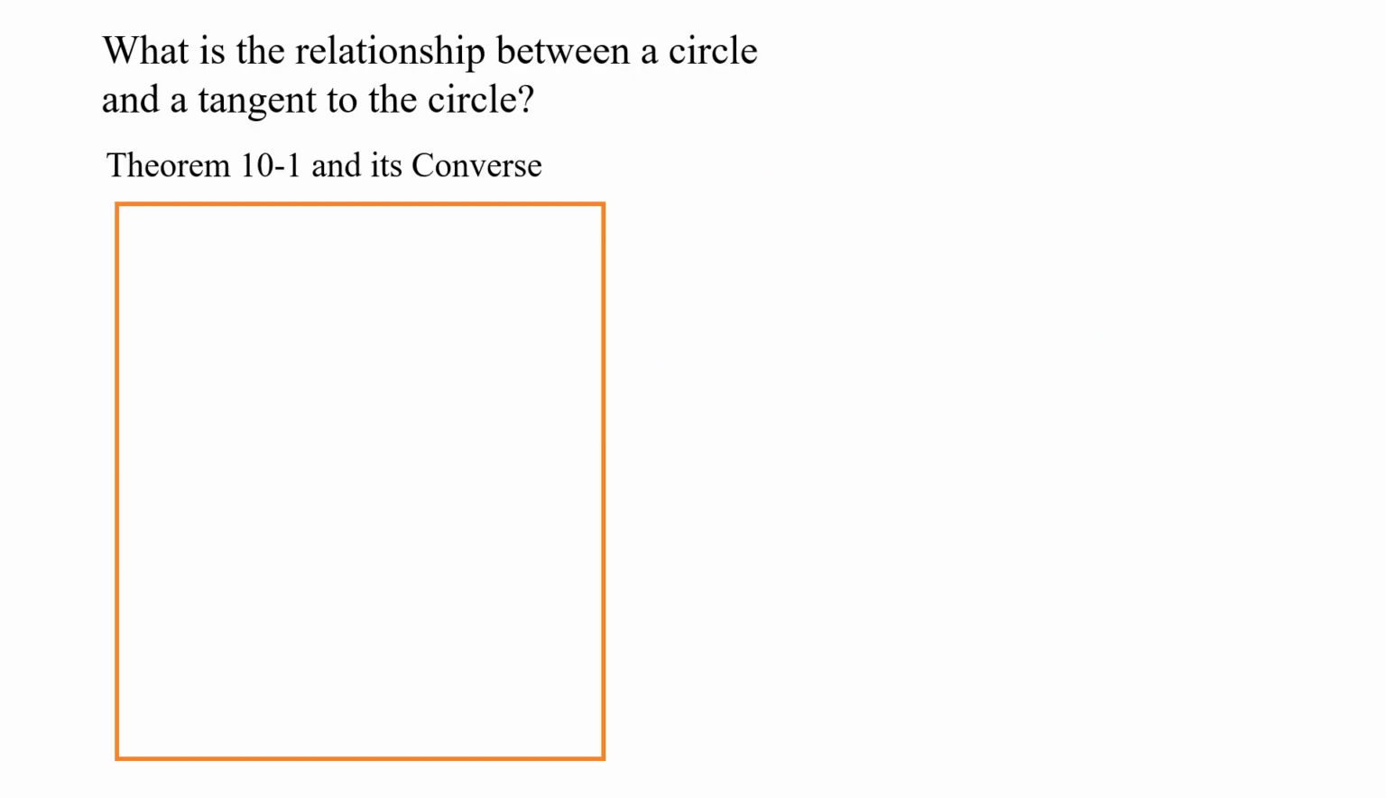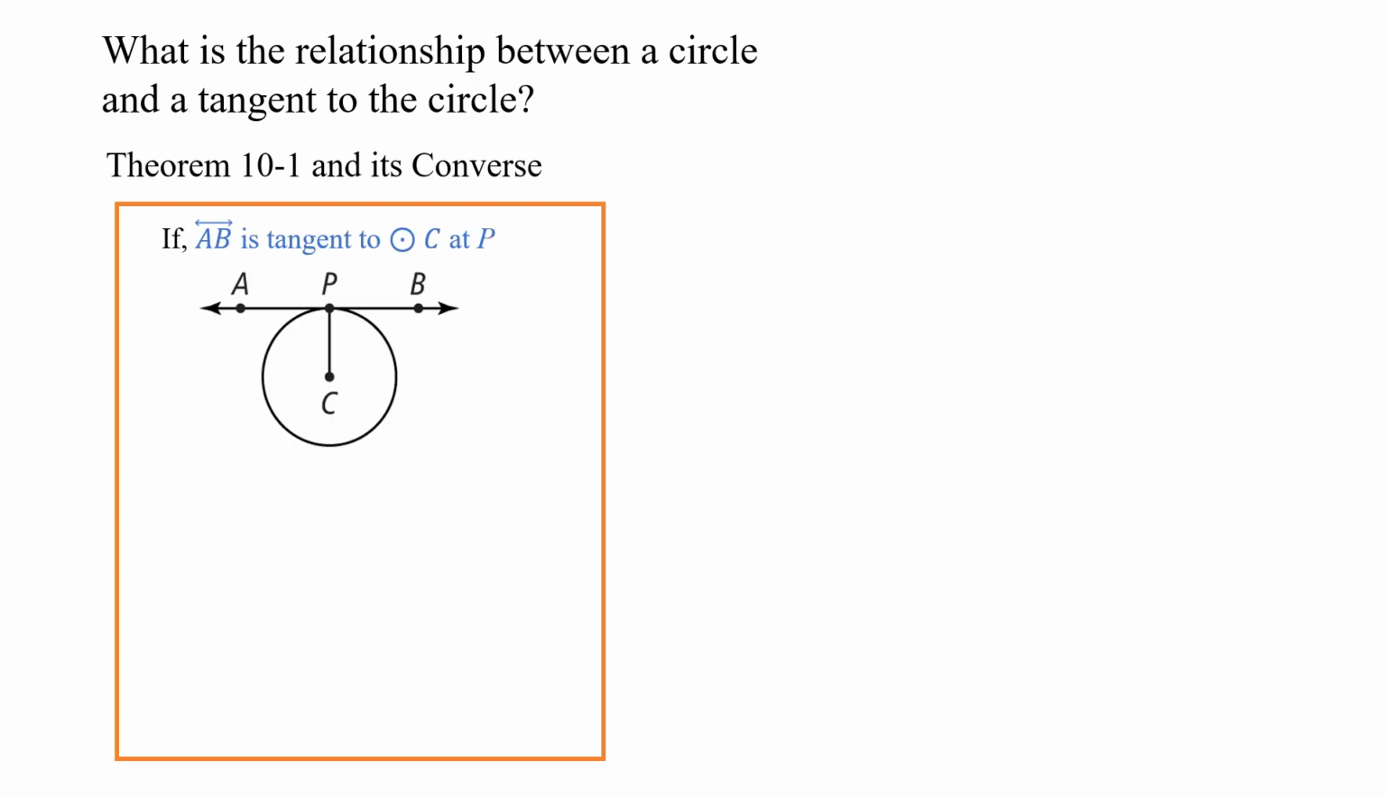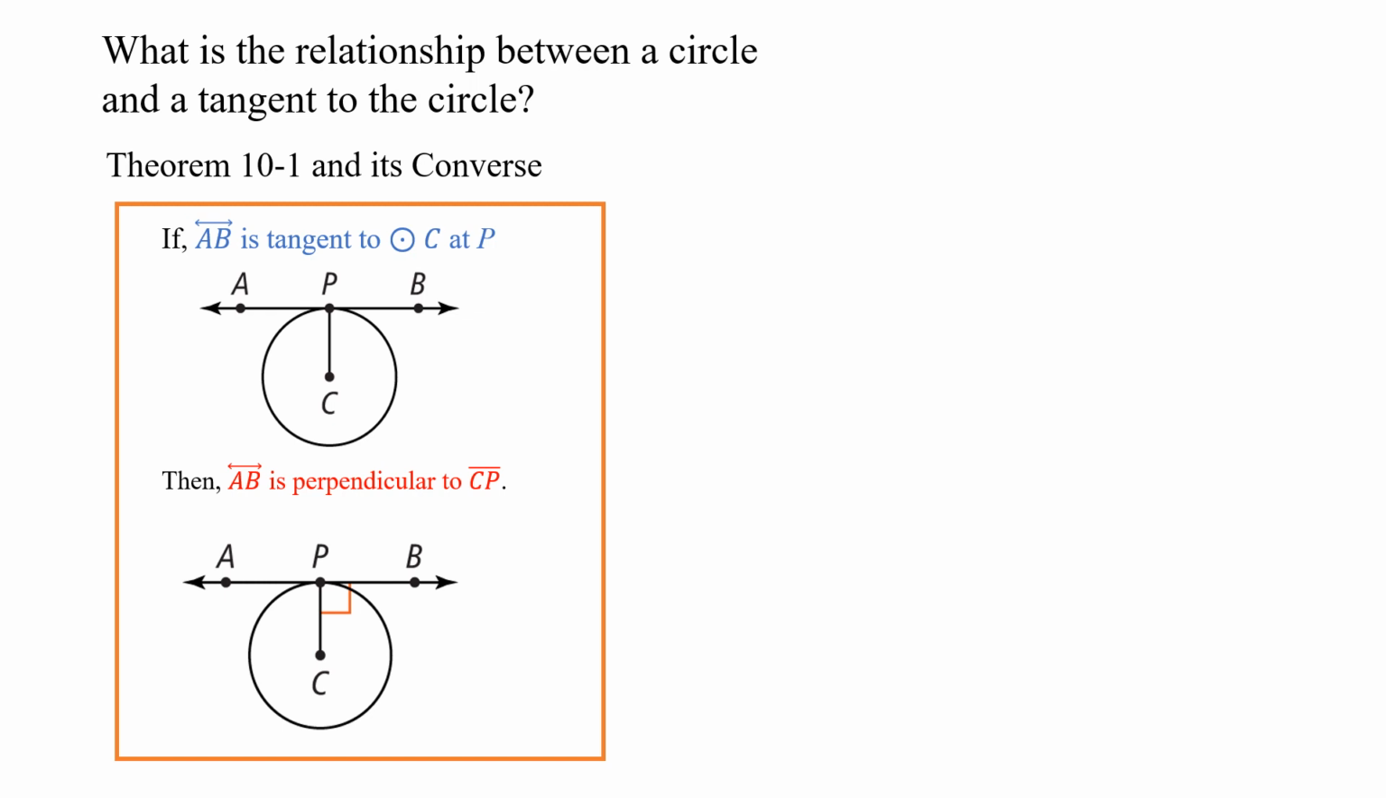Now that we know what a tangent is, we can ask what is the relationship between a tangent and its circle. So let's assume that we have a line AB, and this line AB is tangent to circle C at point P. That means that the line AB will only touch the circle at point P. We can see that line AB is going to be perpendicular to the radius CP. In other words, the relationship between a tangent and a circle is that a tangent line or a tangent segment is going to be perpendicular to the radius of that circle. And the converse is also going to be true.